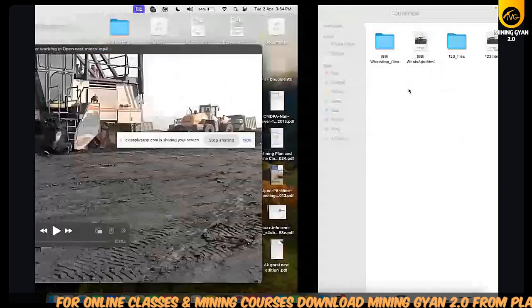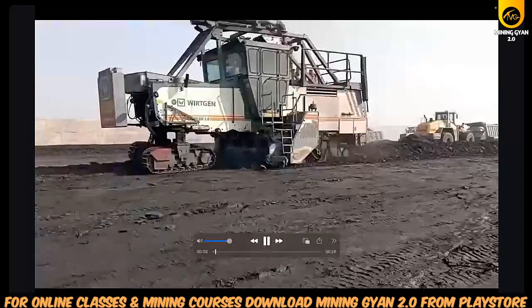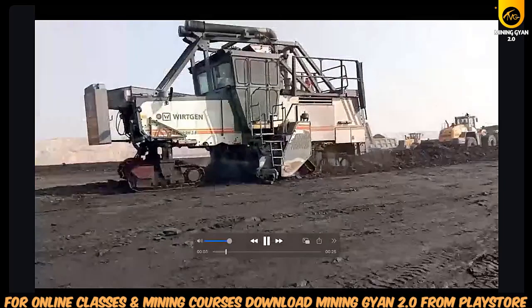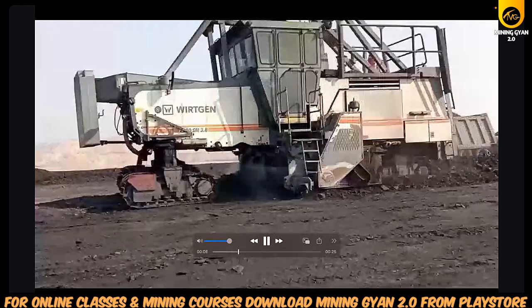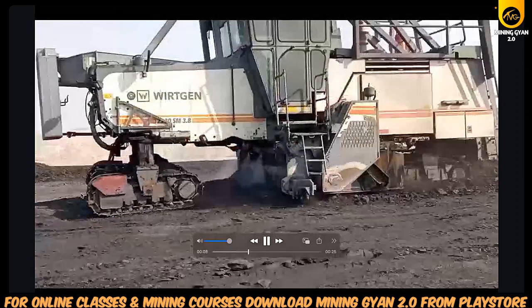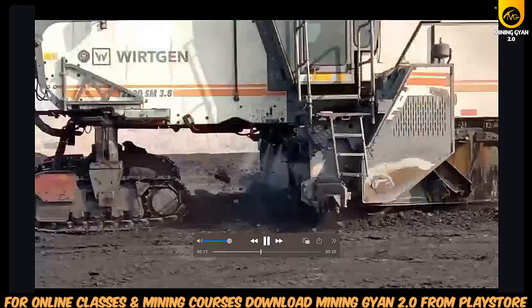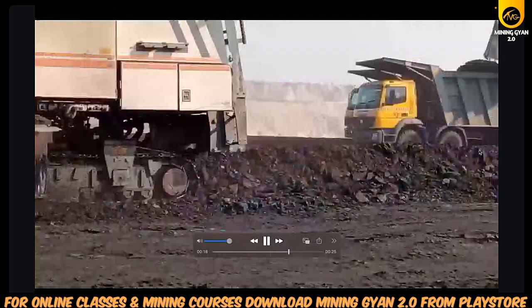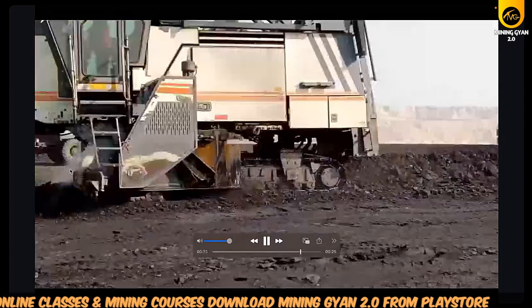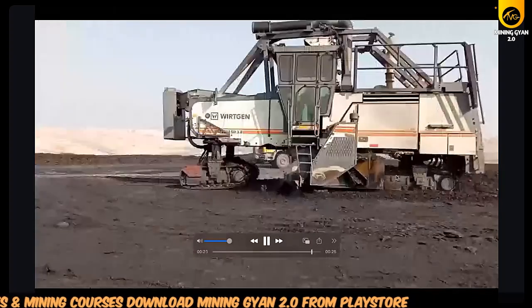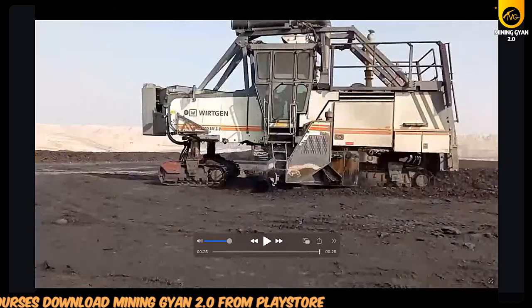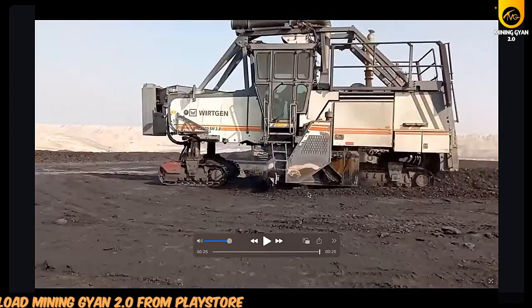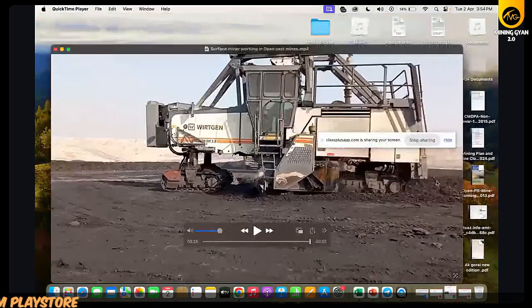I have already showed you the pictures, but it will have some cutting length, and it will have some cutting width and cutting depth.